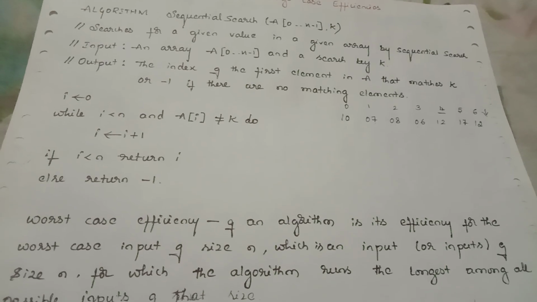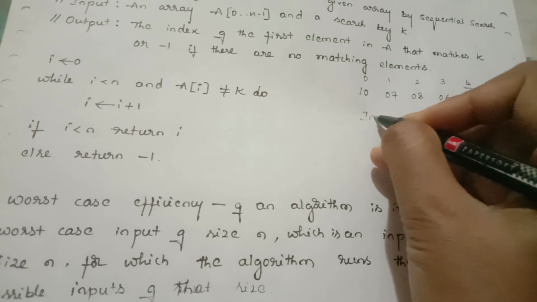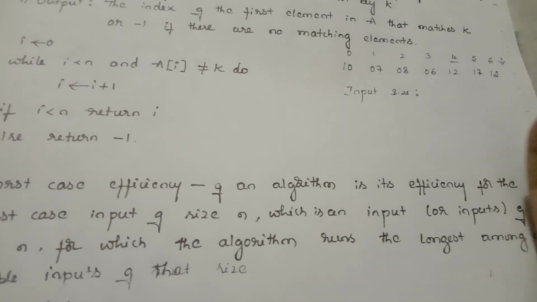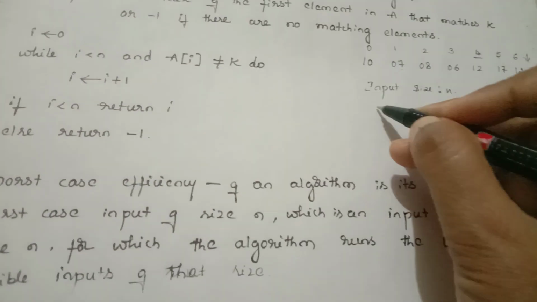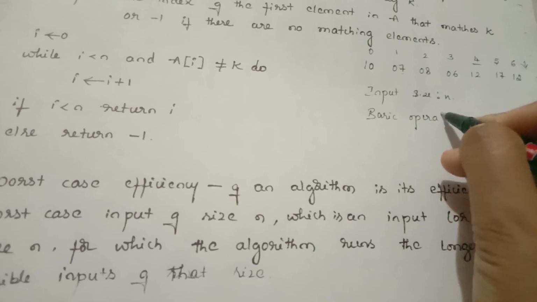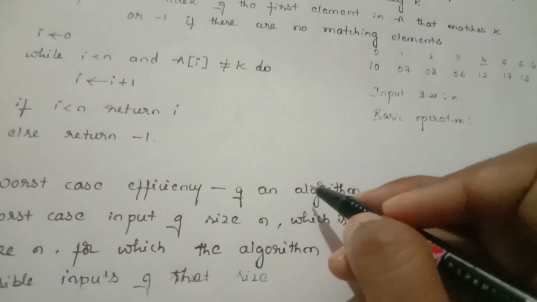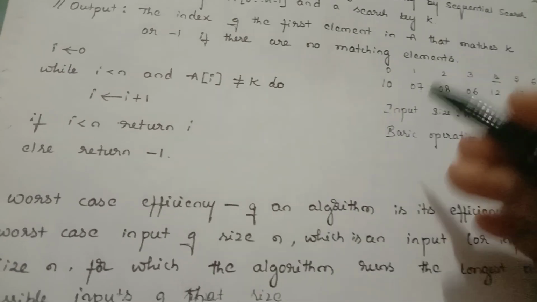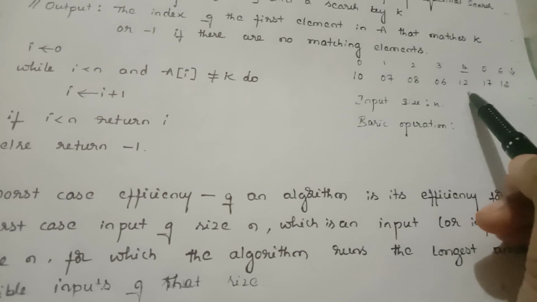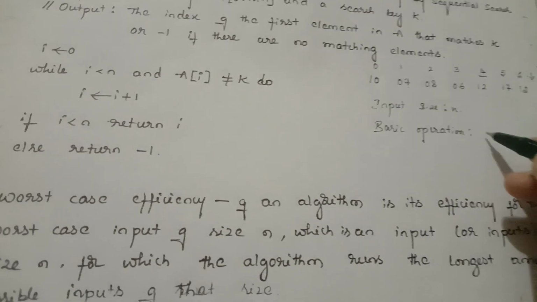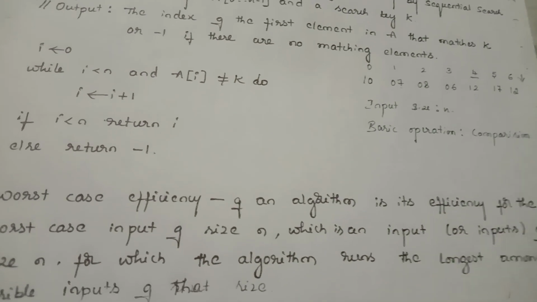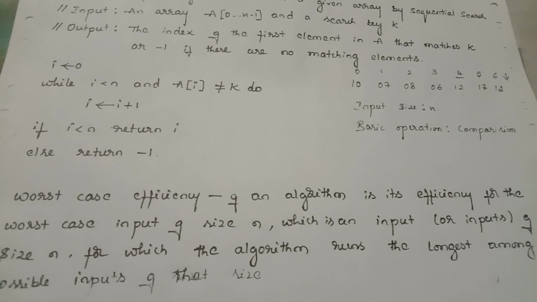So let us see what will be the input size for this algorithm. We know there is an array with n elements, so the input size is n. What will be the basic operation? The basic operation here is the comparison. Searching means comparison. 12 needs to be compared with 10, 7, 8, 6 and 12, and there we find it. So comparison is the basic operation here. Let us see how many times this comparison happens.